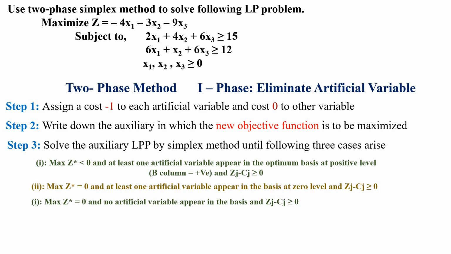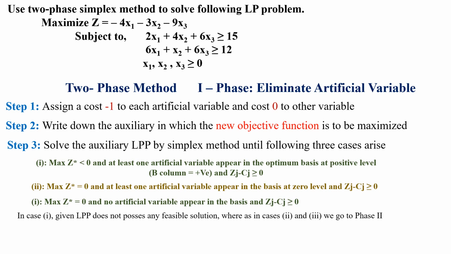The third case is maximize z star equal to 0, and no artificial variable appears in the basis, and all zj - cj are greater than or equal to 0. In case 1, the given LPP does not possess any feasible solution, whereas in the second and third cases, we go for phase 2. In phase 2, solve the final simplex table of phase 1 for the optimal solution.